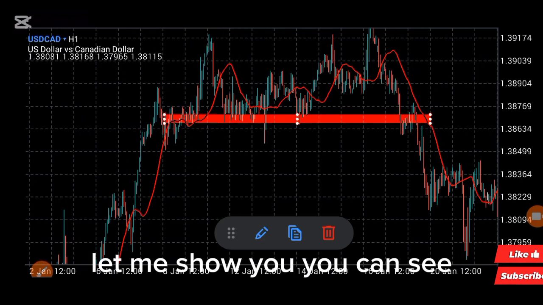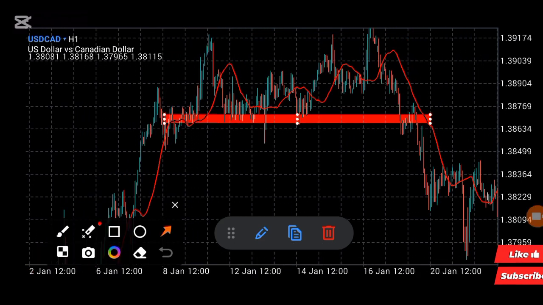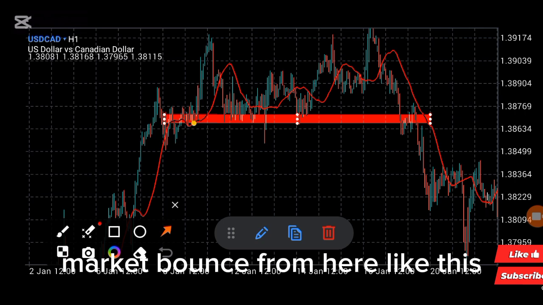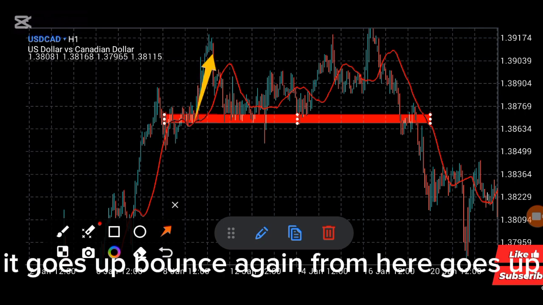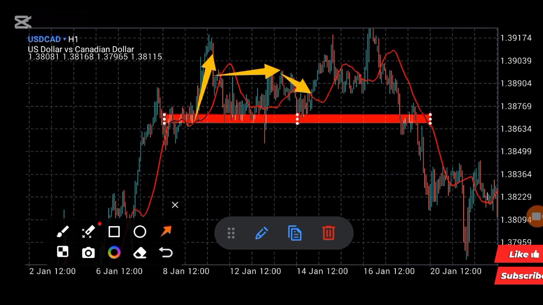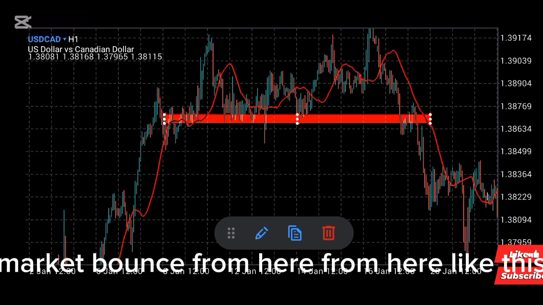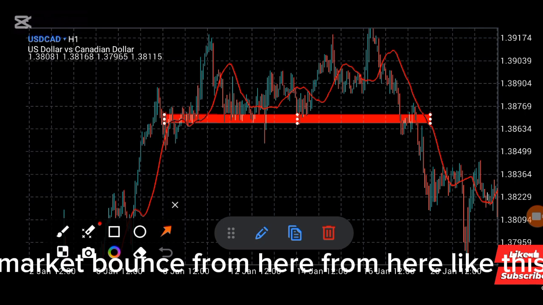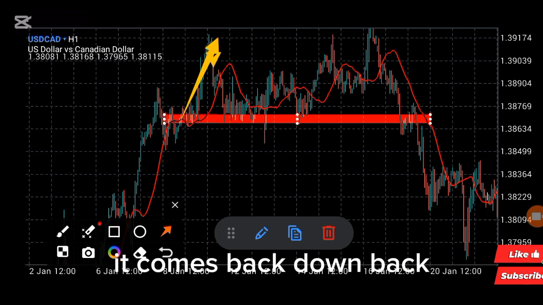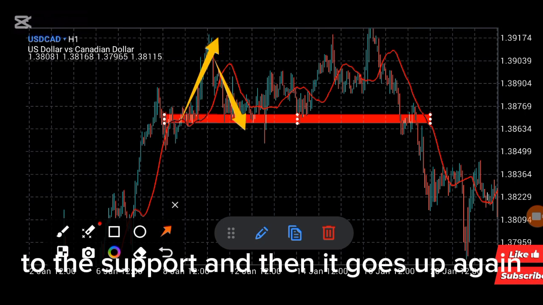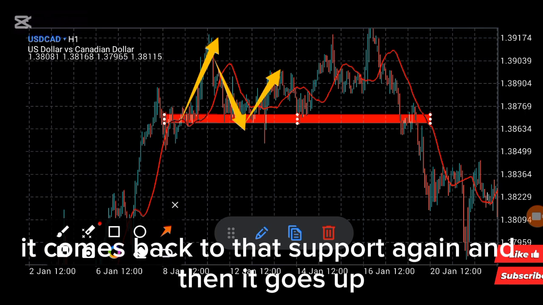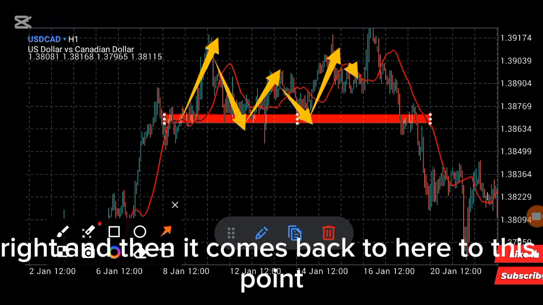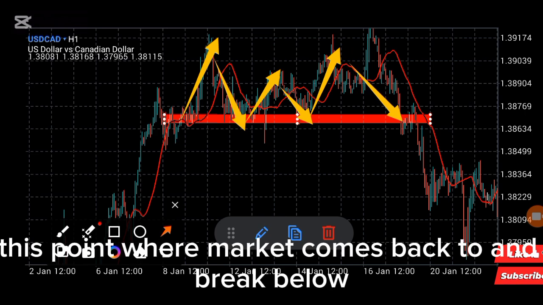Let me show you. You can see the market bounce from here like this. It goes up, bounces again from here, goes up, bounces from here. It goes up, comes back down to the support, and then it goes up again. It comes back to that support again, and then it goes up, right? And then it comes back to this point where the market comes back to and breaks below, right?